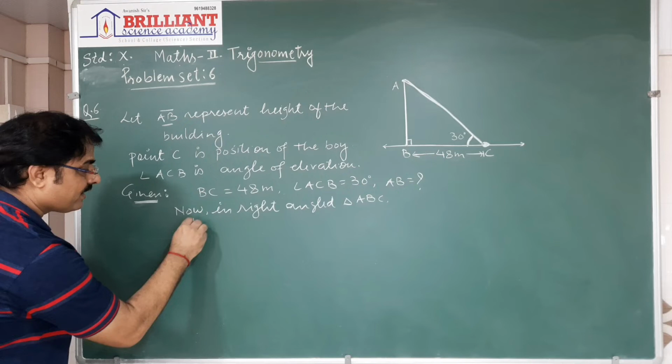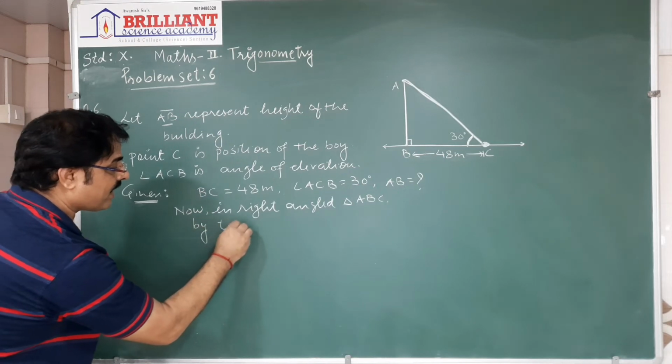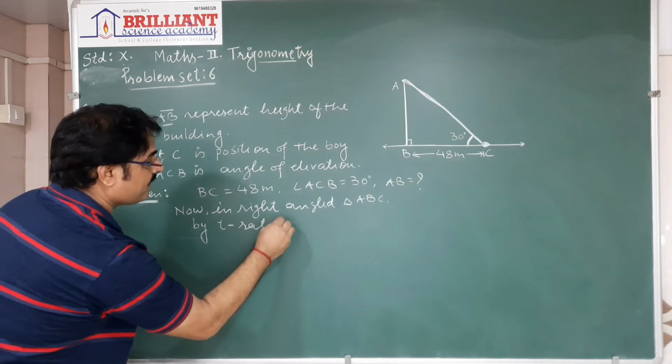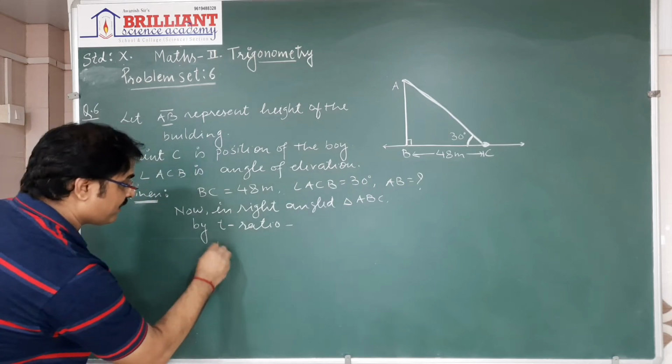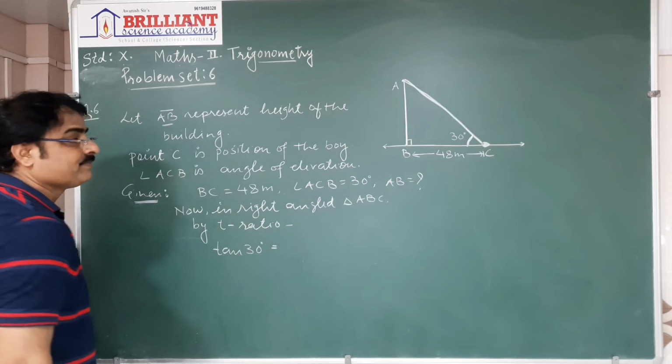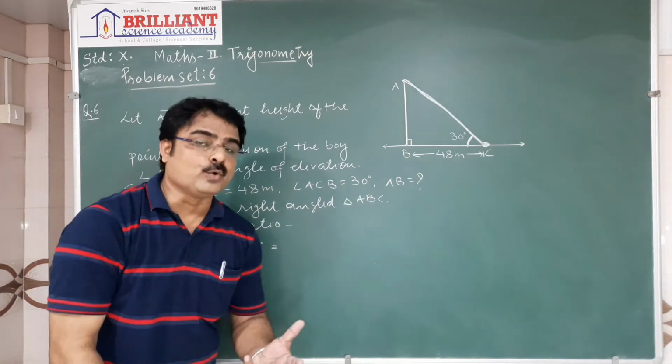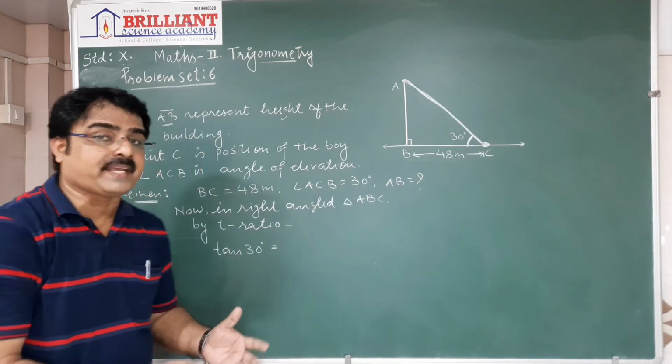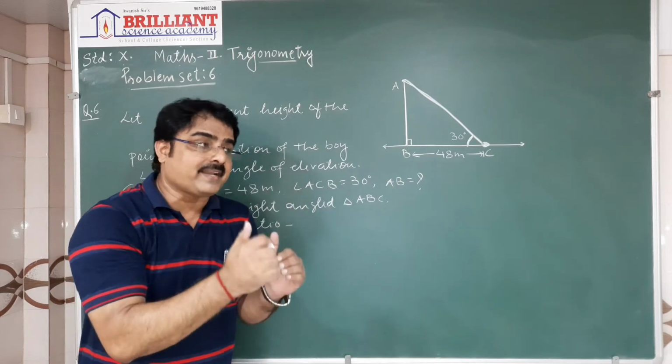क्या यूज करेंगे? ट्रिग्नोमेट्रिक रेशियो. यहाँ आपको लिखना है बाय ट्रिग्नोमेट्रिक रेशियो. कौन सा ट्रिग्नोमेट्रिक रेशियो यूज करेंगे? टेन यूज करने जा रहे हैं तो tan 30 डिग्री, you know its ratio. What is the ratio of tangent? Opposite side upon adjacent side.